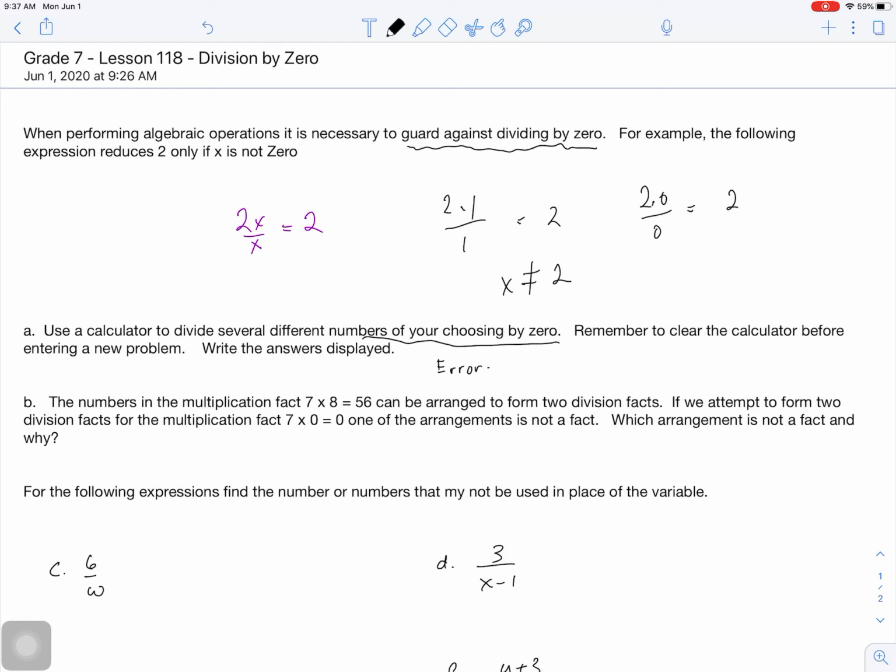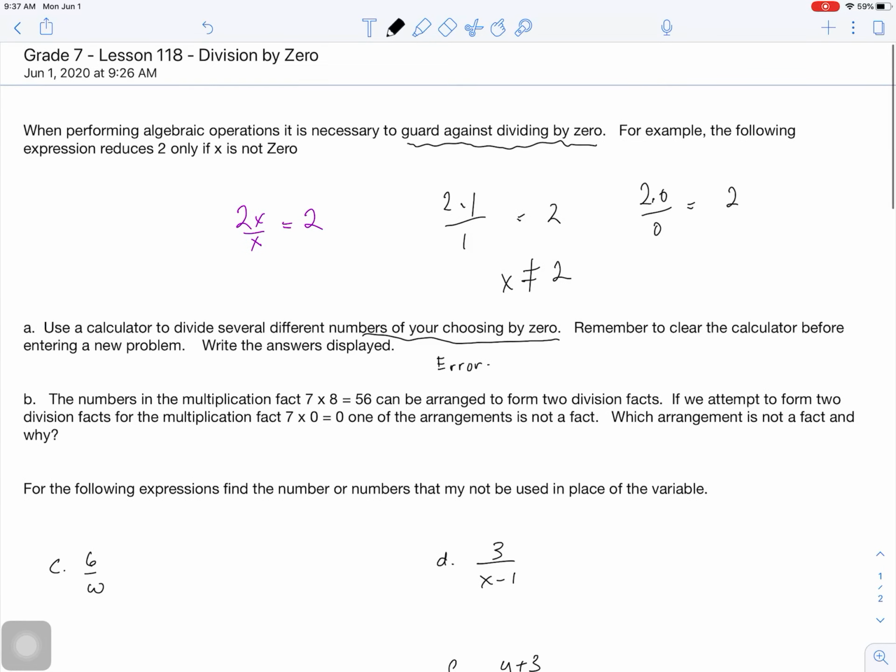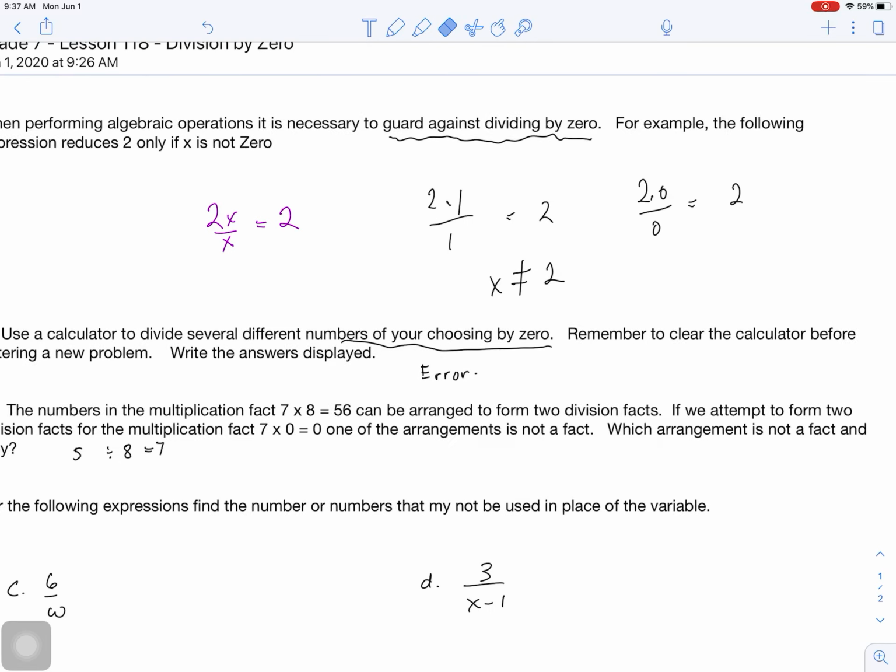So let's go through our practice set B here. It says the numbers in the multiplication fact 7 times 8 equals 56 can be arranged to form two division facts, and I'll just show that to you for a second. So we can go 56 divided by 8 equals 7, and we can go 56 divided by 7 equals 8. So you can see that we've made those two different facts.